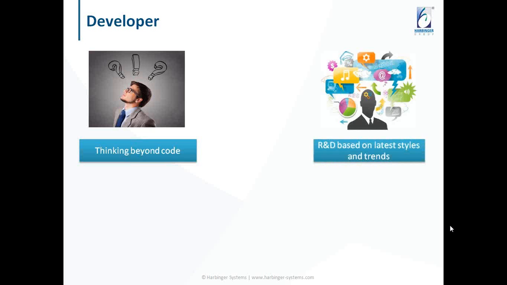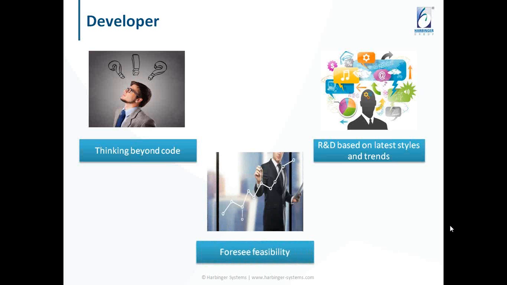And to achieve a great user experience, one has to remember the latest styles and trends. To achieve that, the developer has to do continuous research and development, so that he will be able to contribute to the UX. The third point is that the developer is a person who can see the feasibility and the problems which can come at a later stage. So enforcing feasibility is also an important point, which we will see in depth later in the presentation. So all these roles can contribute towards achieving the user experience.